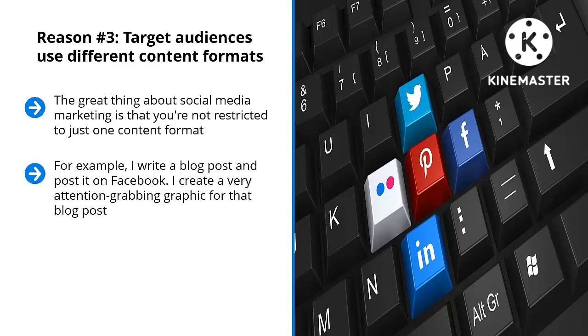For example, I write a blog post and post it on Facebook. I create a very attention-grabbing graphic for that blog post. So when I post it on my Facebook page, a preview of the image shows up and it grabs a lot of attention. People click on it and they end up on my website. I can take that graphic and share it on Pinterest. I can take the text of my blog post or article and create a slideshow video out of it and share it on YouTube. I can also take that video and embed it in my blog post. I can strip different parts of the article or post itself and feed it into Twitter along with the link to the full post or article.